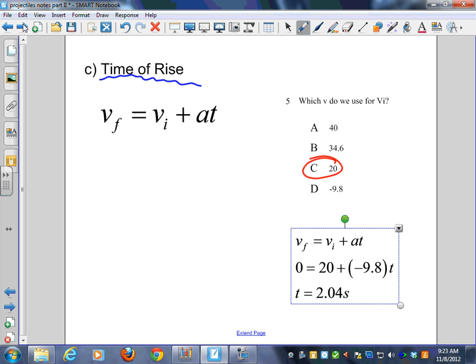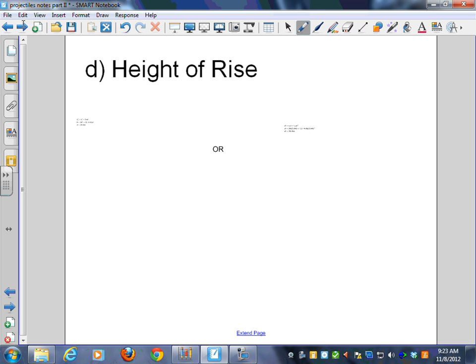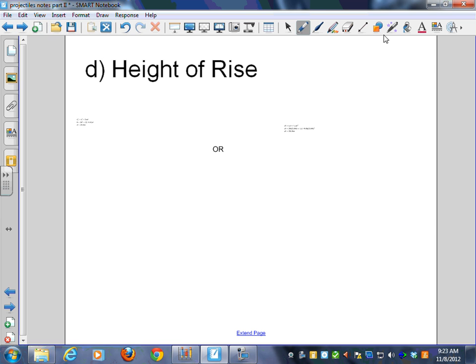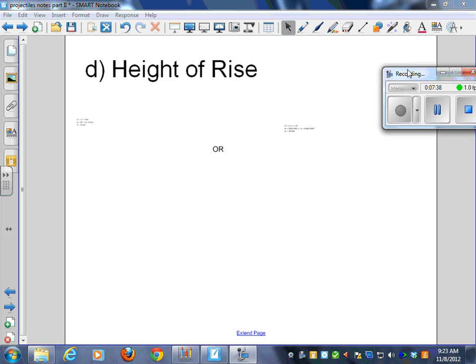All right. So what about height of rise? How am I going to find the height of rise? A couple different ways we can do it. For the vertical displacement, I have to use vertical velocity, and I have to use vertical acceleration, which is minus 9.8.